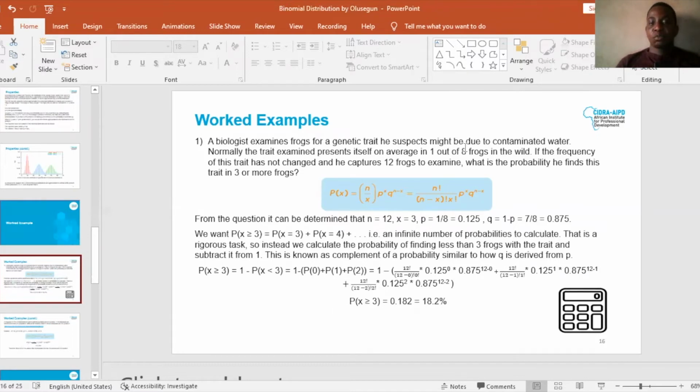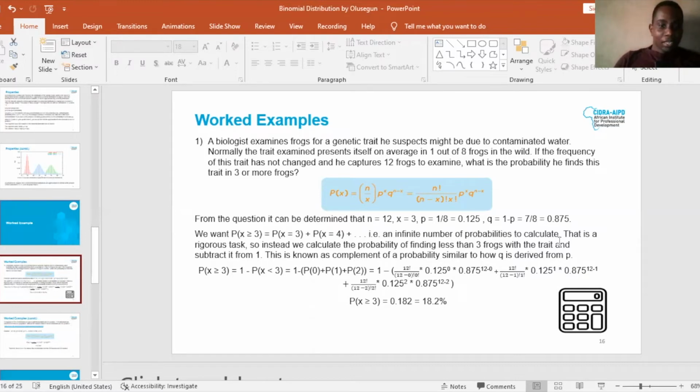Our p is equal to 1 over 8, because it says we find this trait in, on average, 1 out of 8 frogs in the wild. So probability of success equals 1 over 8, which in decimal is 0.125. q in this case will be 1 minus p. That's the probability of not finding the trait in the frog, which will now be 7 over 8, in decimal 0.875. So plugging the values into this formula, we will be able to find the probability.